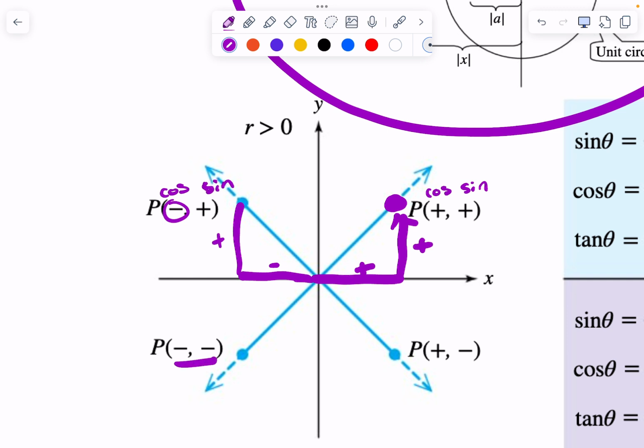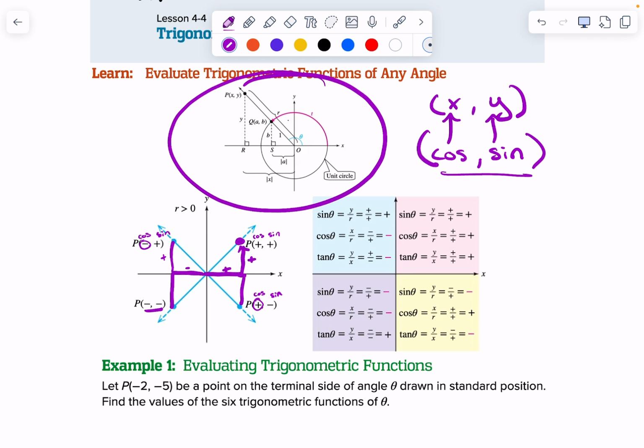So this would be minus, minus. You're going to the left and down. Here you're going to the right and down, so plus, minus. So cosine's positive, sine is negative. We know all that stuff. That is the way that it works. Got it? Okay.